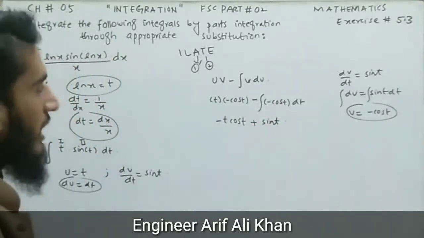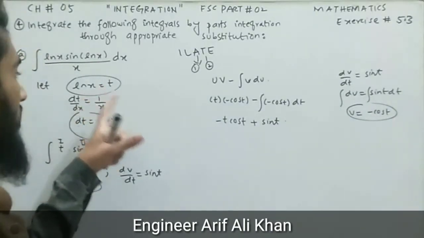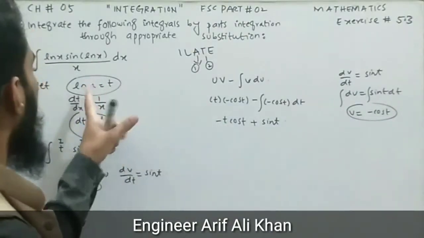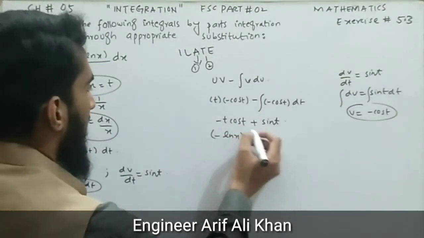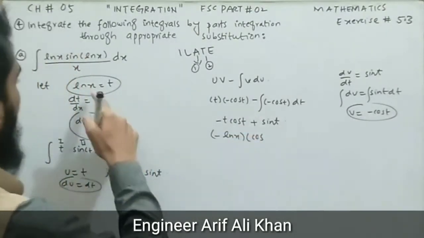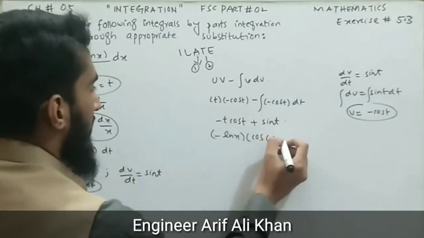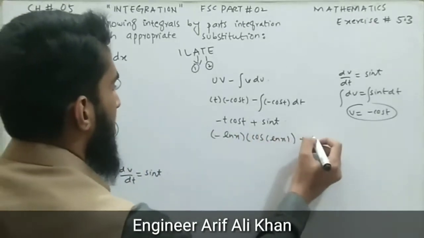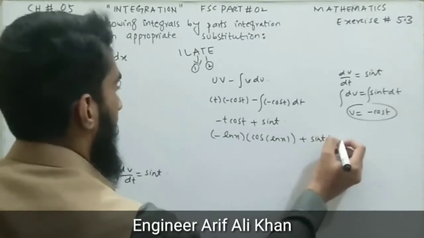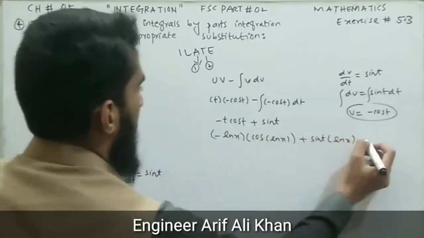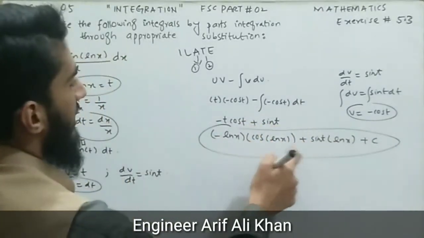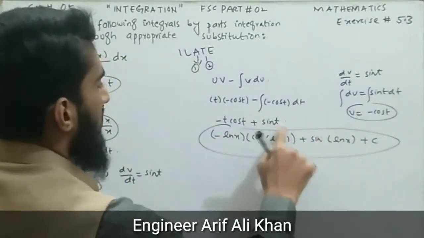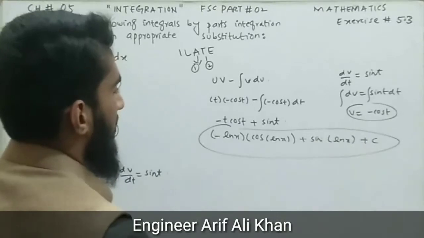So this is not our required answer because the original variable is actually x. So replace again t with ln of x. So it becomes minus t times cos t, where t is ln of x, so it becomes cos of ln of x, and plus sine t. So our t is ln of x. So this is actually the required and desired answer: minus ln of x cos of ln x plus sine. Over here we replace t with ln x, it becomes sine of ln x plus constant of integration.